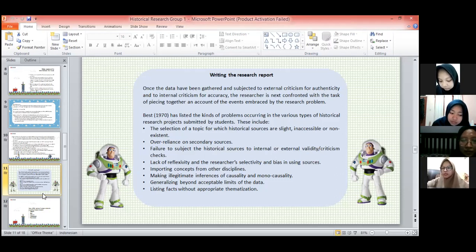Seven is generalizing beyond acceptable limits of the data. And the last is listing facts without appropriate dramatization. Next slide, please.